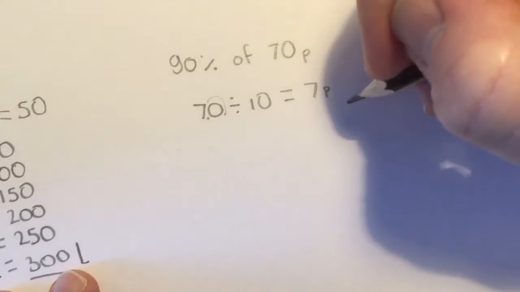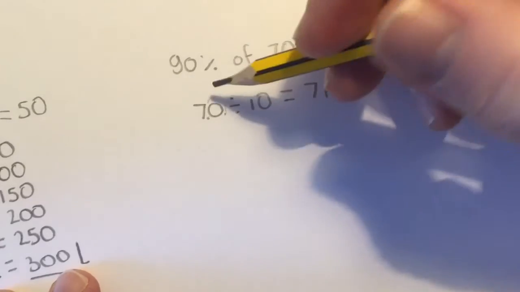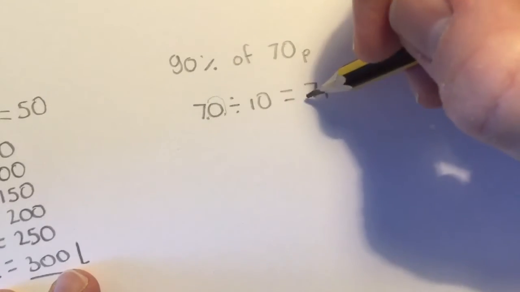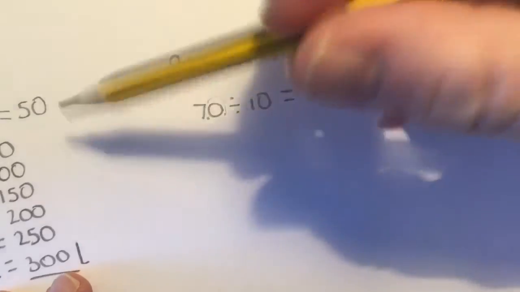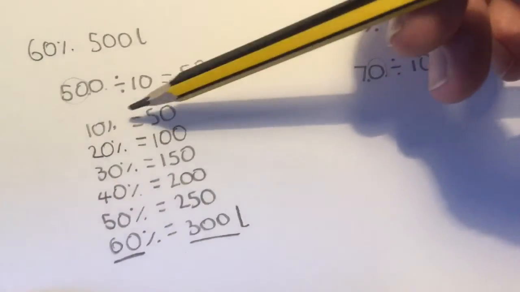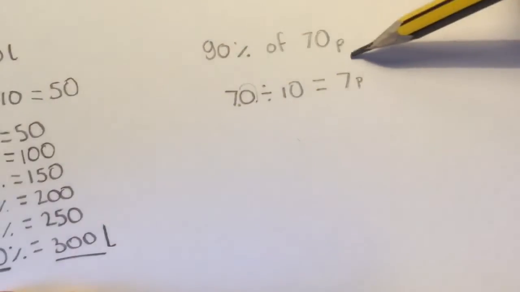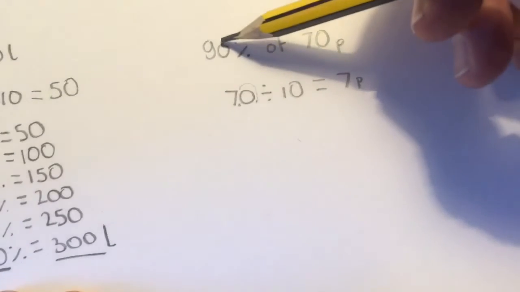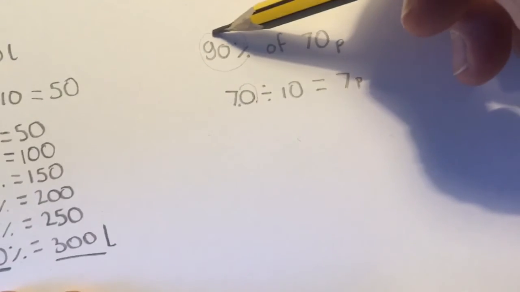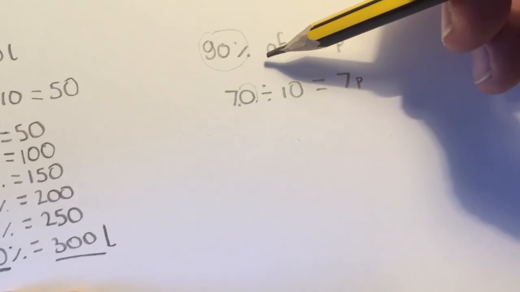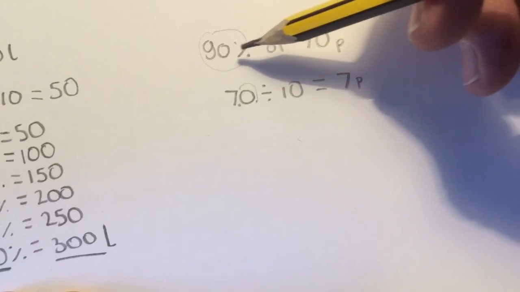So 7p. Now the thing is, if we go back to here, we could do it this way, where we keep on adding our 7 until we get up to 90%, but 90% is only 10% less than 100%, if you see what I mean.